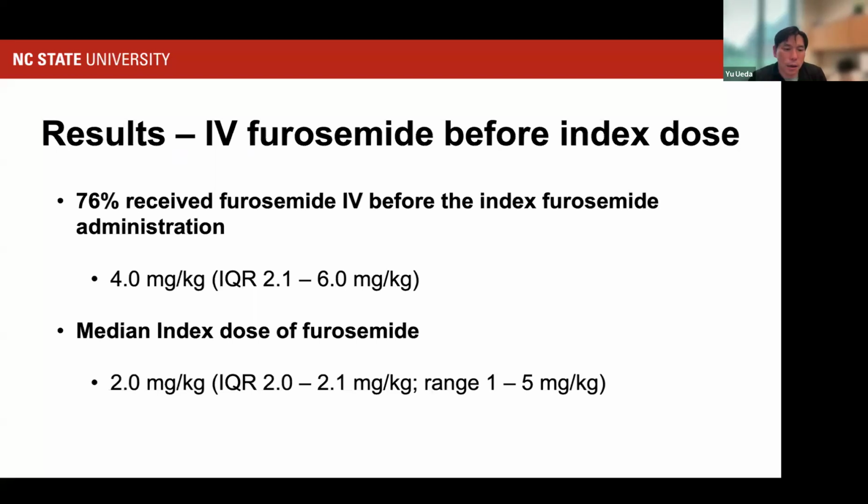And then 76% of these patients received IV furosemide before the index furosemide administration. Again, they got furosemide before the urinary sodium concentration measurement, but even before this index furosemide, a lot of patients got another dose of furosemide, around 4 mg per kg as the median, given before the index furosemide dose. And the median index dose of furosemide before urine sodium concentration measurement was 2 mg per kg.